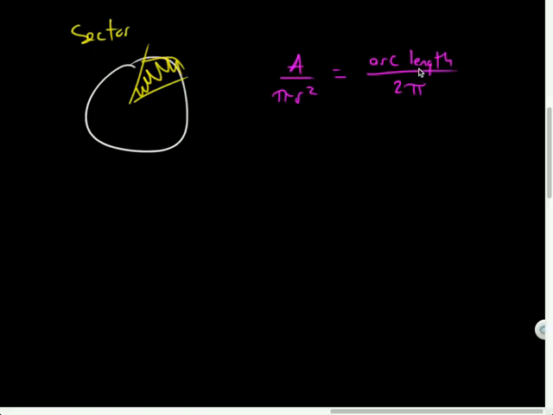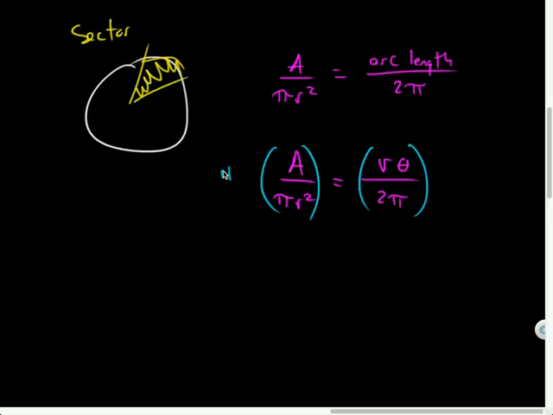Except now what we're going to do is relate this to radians and have an even nicer shortcut. So A is equal to pi r squared. Arc length is r theta, right? And 2 pi. So if I wanted to solve for A, what could I do? Multiply by pi r squared. And I get A equals, watch what cancels out. There goes the pi's.